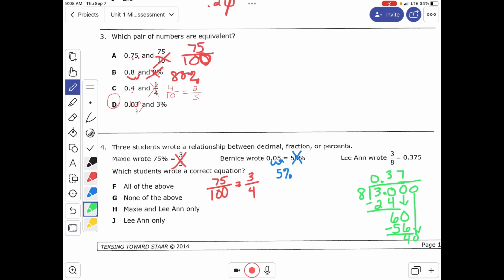How many times does 8 go into 40? 5 times with nothing left over. So this one, Leanne is right. Only Leanne is right.